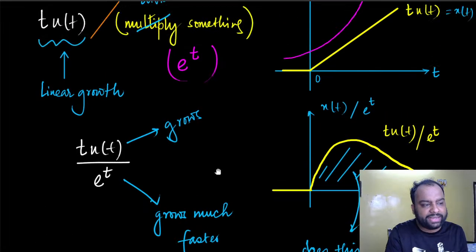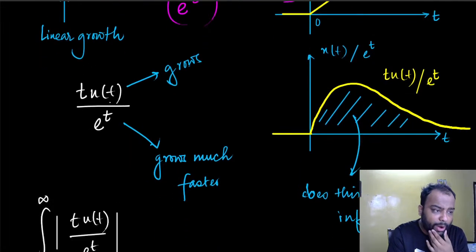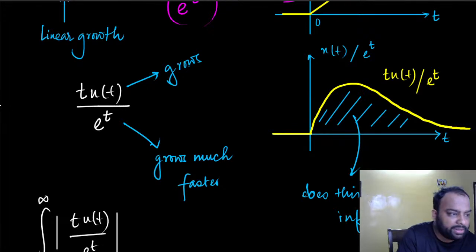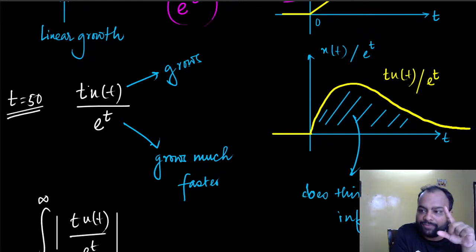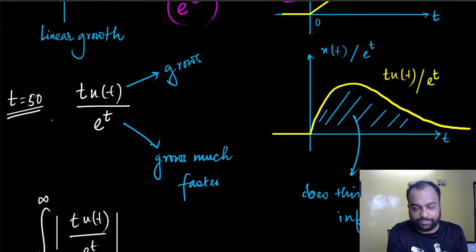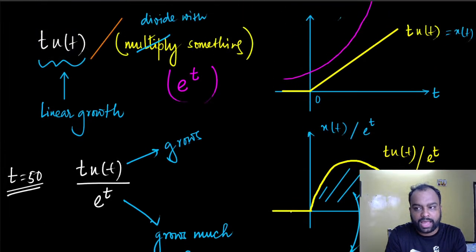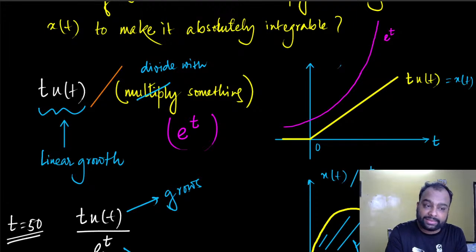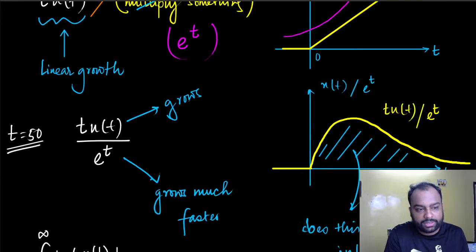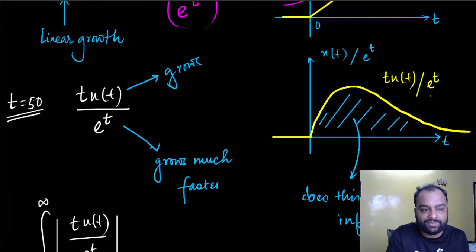So you can imagine, as time goes on, what happens? I am dividing with larger and larger numbers. So the point being, when t is 50, on the numerator I have 50, but on the denominator I have e to the power 50, and e to the power 50 would be humongous, right? So in the denominator I have a very large number that I am dividing the signal with. So as time goes on, I am dividing the ramp signal with larger and larger values, so large that this ramp signal can't even cope. So this is essentially the plot of TUT divided by e to the power t.